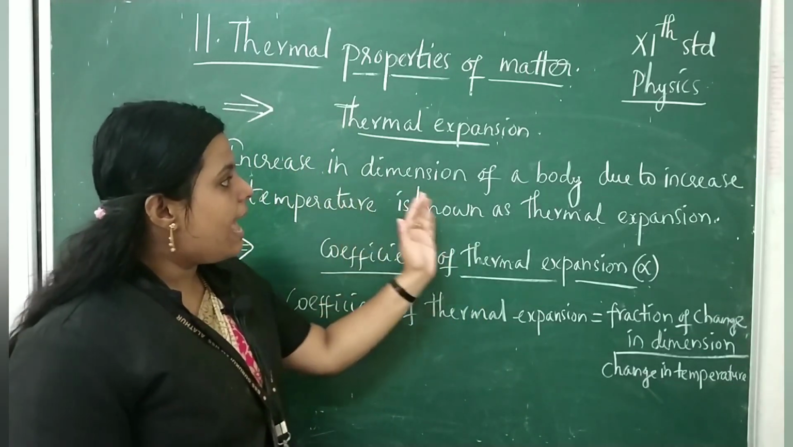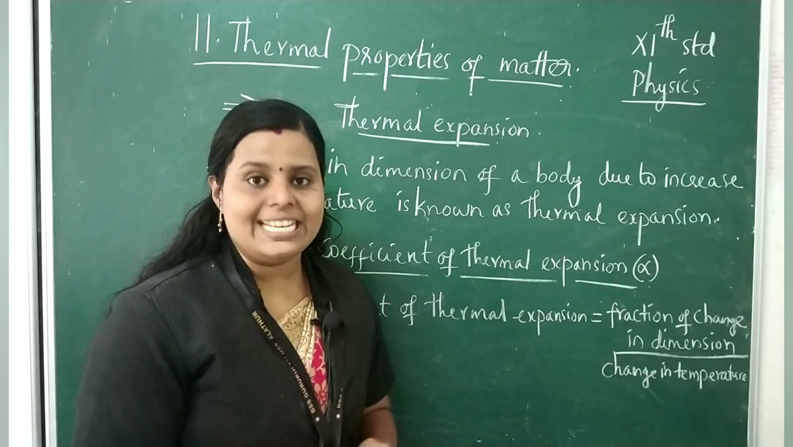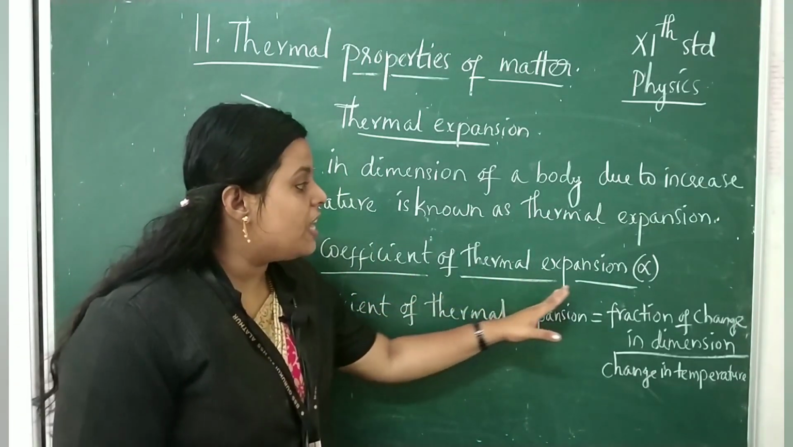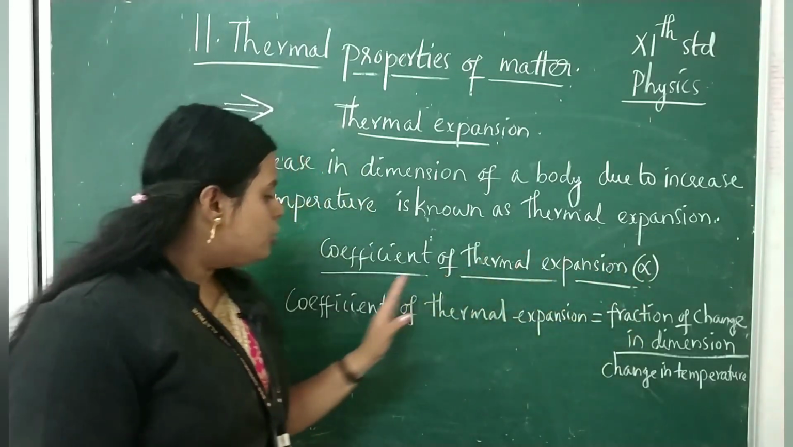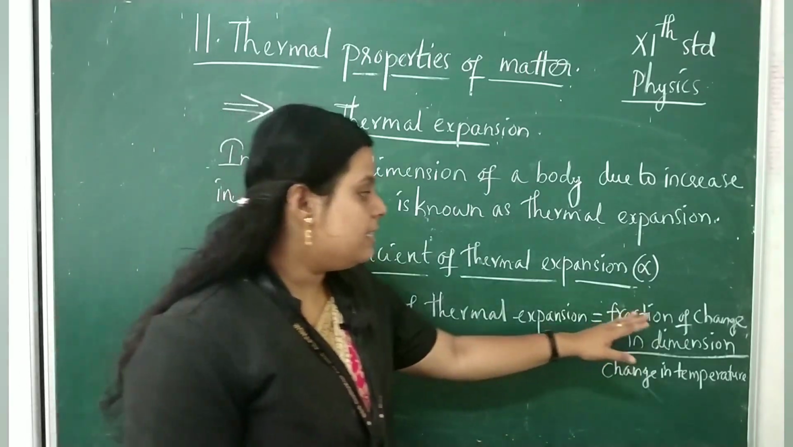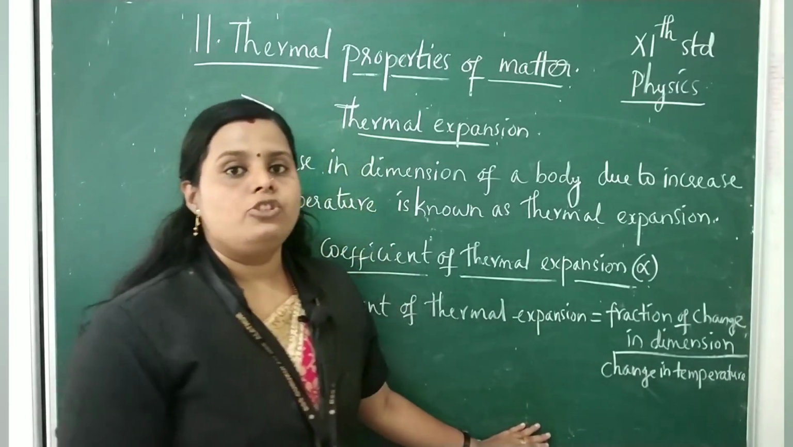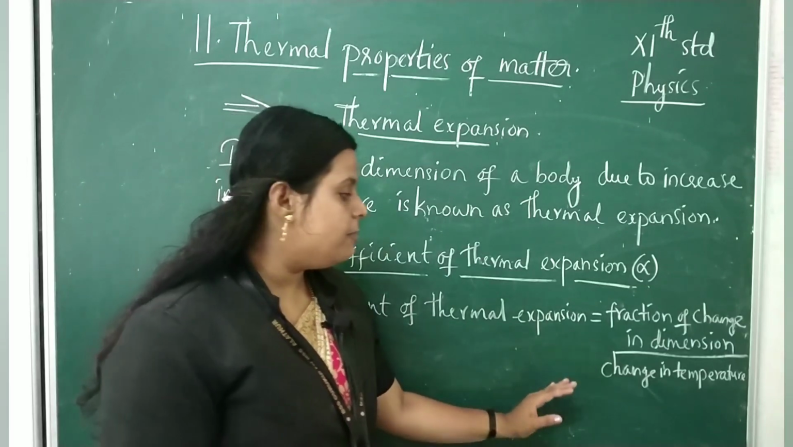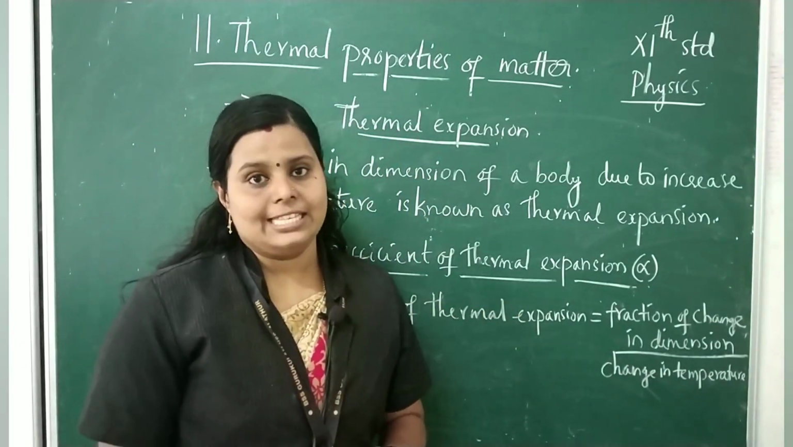So increase in dimension of a body due to the increase in temperature, that is known as thermal expansion. And here we are going to define the coefficient of thermal expansion, which is denoted by alpha. Okay, so what is the definition for coefficient of thermal expansion? Yes, that is fraction of change in dimension divided by change in temperature. So that is coefficient of thermal expansion.